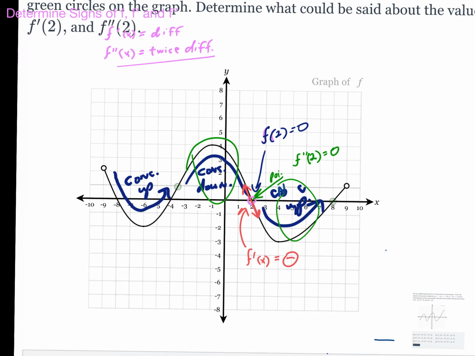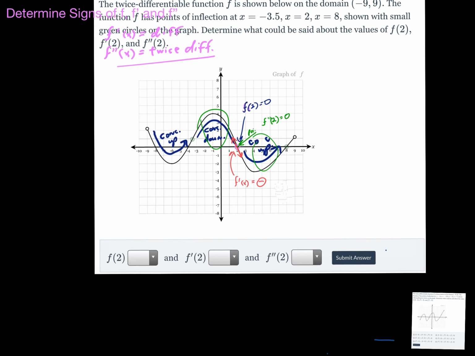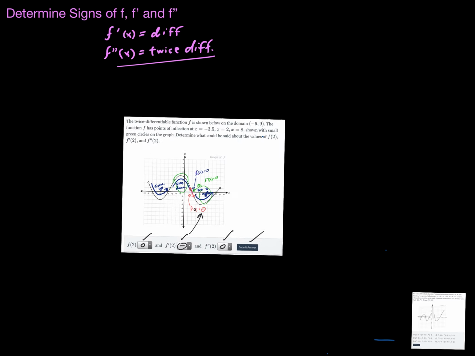So we can now evaluate this, and these are drop-down boxes, and they're going to give you either a positive, negative, or 0. We know that f of 2 had a 0 value. F prime of 2, didn't we say that was negative? Yes, f prime of 2 is a negative value. And then f double prime of 2, we also said that was 0. All right, so those are our answers for this one. Submit. Here we have another example.